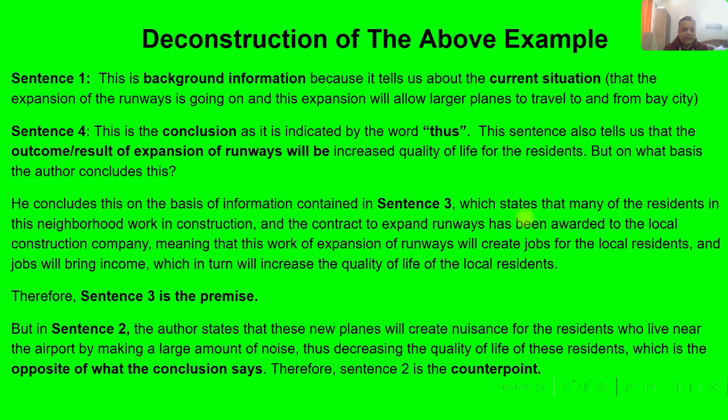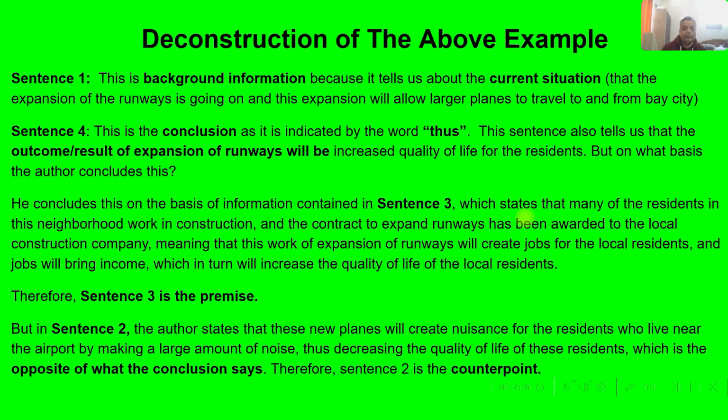But on what basis does the author conclude this? He concludes this on the basis of information contained in sentence 3, which states that many of the residents in this neighborhood work in construction, and the contract to expand runways has been awarded to the local construction company, meaning that this work of expansion of runways will create jobs for the local residents, and jobs will bring income, which in turn will increase the quality of life of the local residents. Therefore, sentence 3 is the premise.